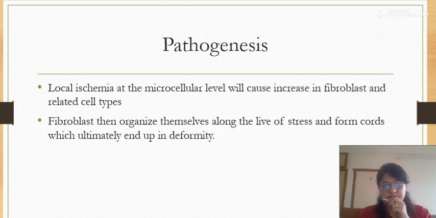Pathogenesis: people who smoke or are alcoholic or even who have HIV infection, for them local ischemia will occur at the microcellular level, and it will cause an increase in the fibroblast cells, and these fibroblast cells will organize themselves along the line of the stress and form into cords, and these cords will ultimately end up in the deformity.